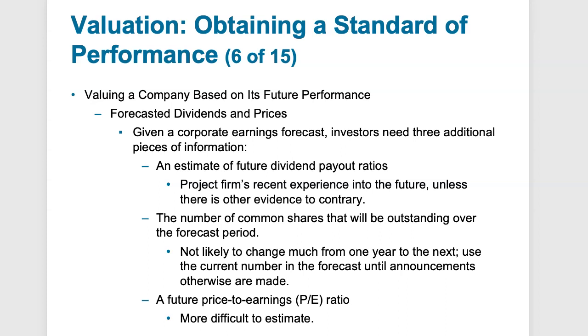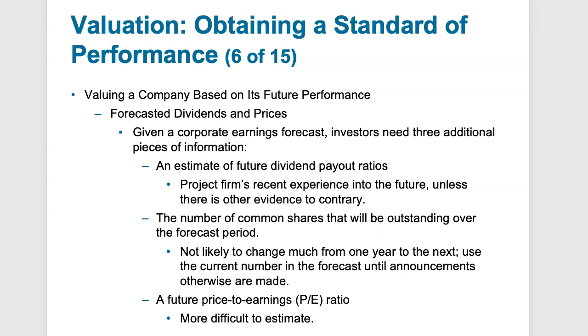A firm might say, for example, that whatever our earnings are, we're going to pay out 50% of our earnings in dividends. So if we're forecasting our future earnings, we can use that to figure out what our future dividends are. And dividends are a form of cash flow, and we can discount these dividends in a valuation model to figure out what the stock price should be.